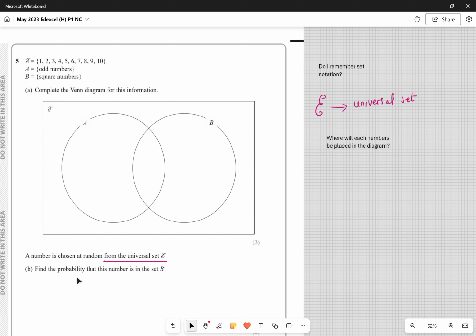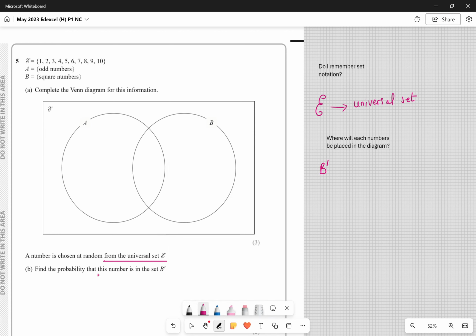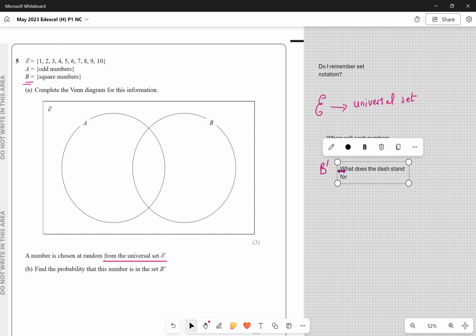If we go on to part B, it says find the probability that this number is in the set B dashed. Again, we need to think about this. What is B dashed? We know that B is the set of square numbers, but what is this? Do we know what this is? What does B dashed mean? What does the dash stand for? What are we expected to understand from that?